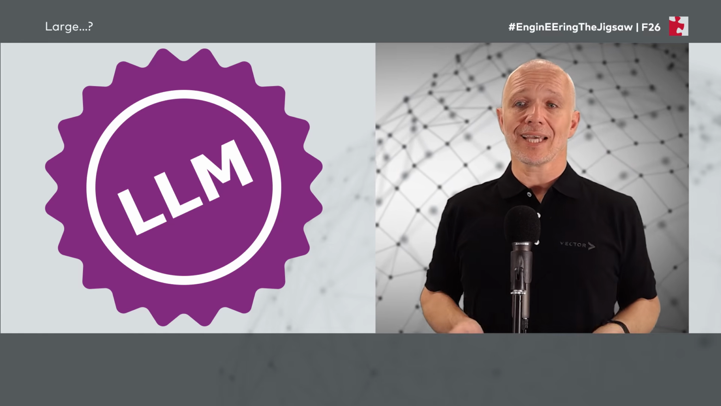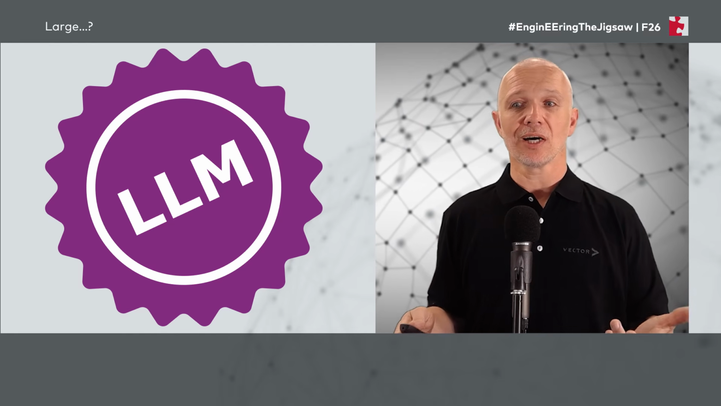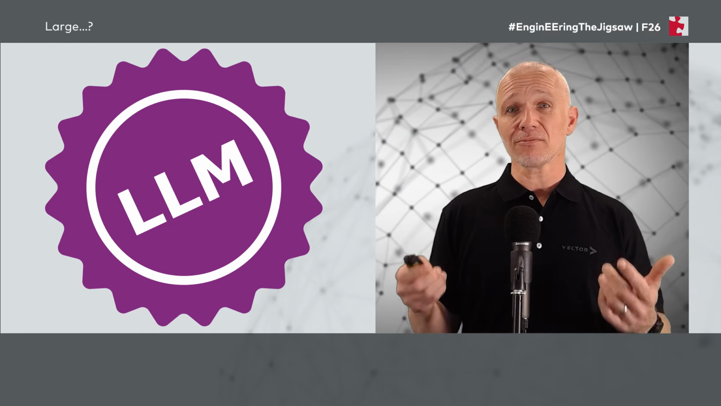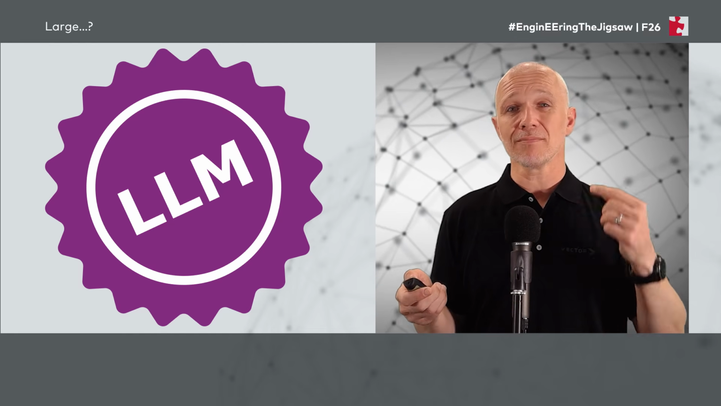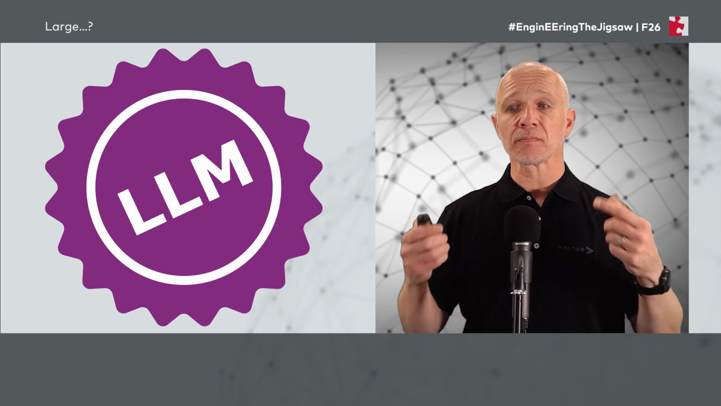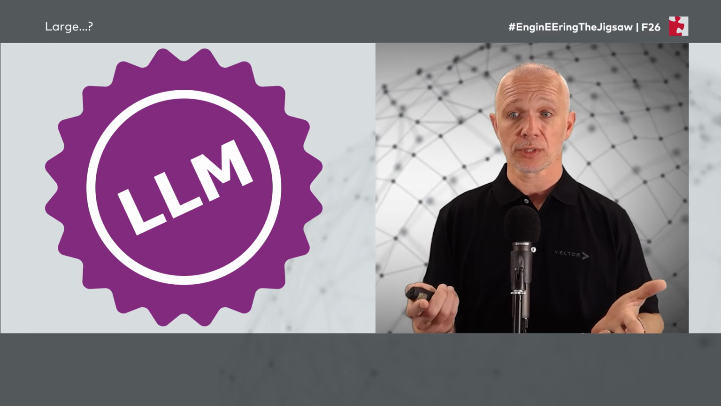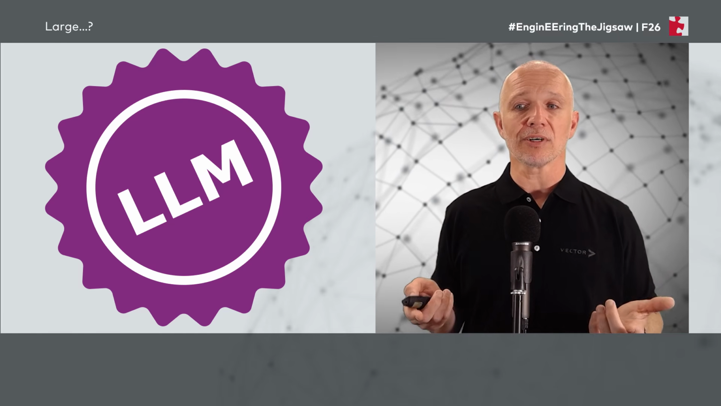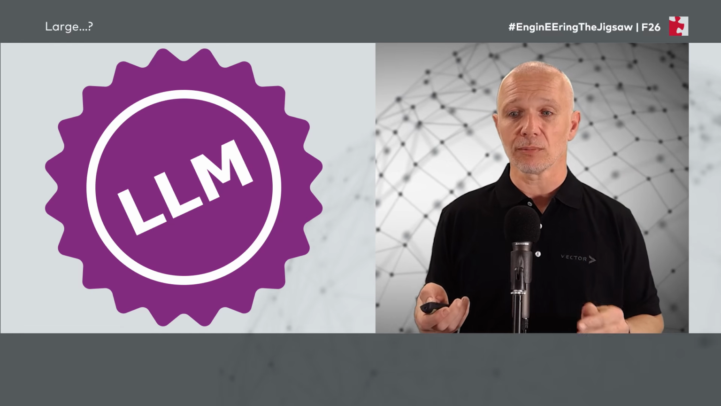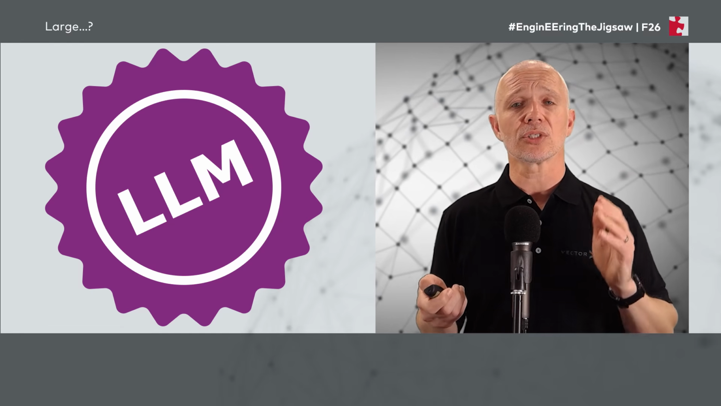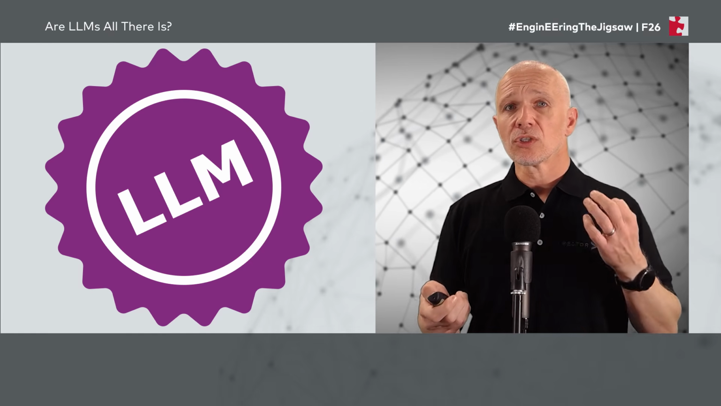Large then. Let's get large. LLMs are called large because they are trained on very, very large volumes of text, and because the models themselves contain many, many internal parameters. Those internal parameters are the ones that the model uses to make predictions. Large does not mean clever. It does not mean correct. And it certainly does not mean reliable. Large purely refers to scale, the size of the model and its training data.